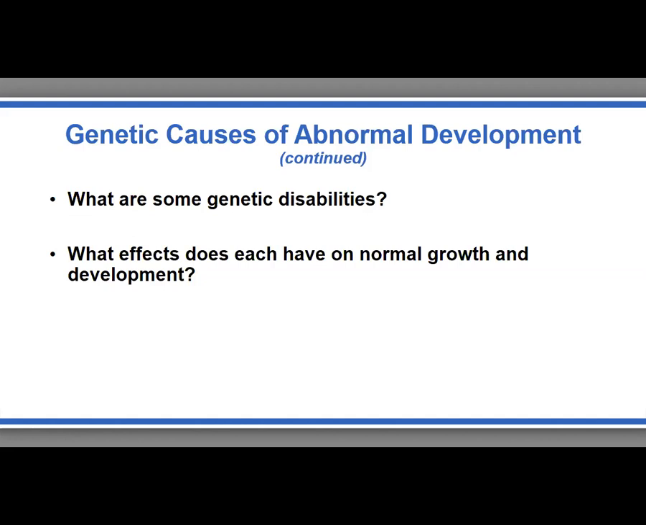So again, these are some genetic, and I don't even like to say disabilities with some of those, because people live pretty normal lives with those as well. But again, there are differences, right? There are genetic differences, but again, they're usually listed under disabilities, so we'll go with that. And what effects does each have on normal growth and development?